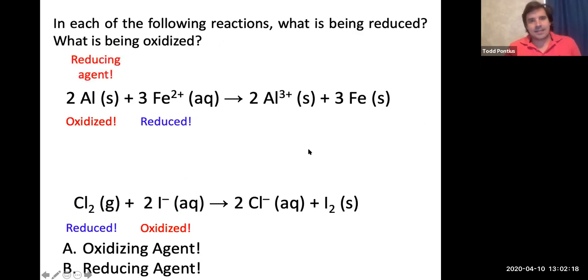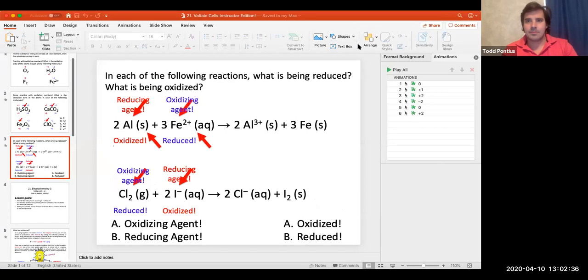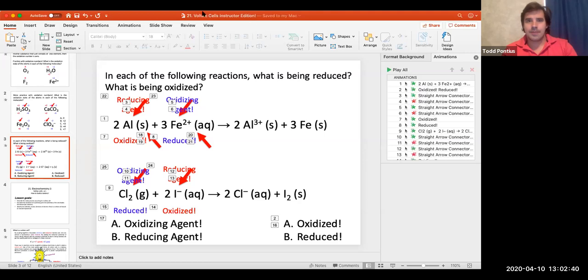So whatever is oxidized is the reducing agent, whatever is reduced is the oxidizing agent. And the same thing holds for this and all redox reactions. Are there any questions about that? Anybody?